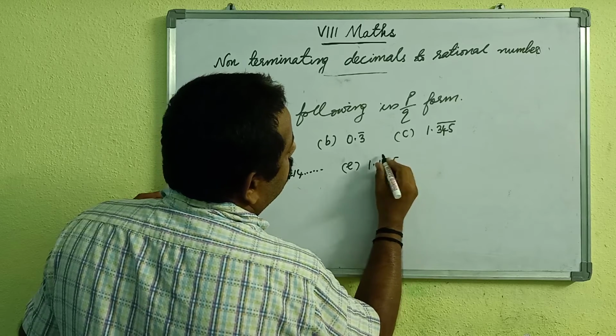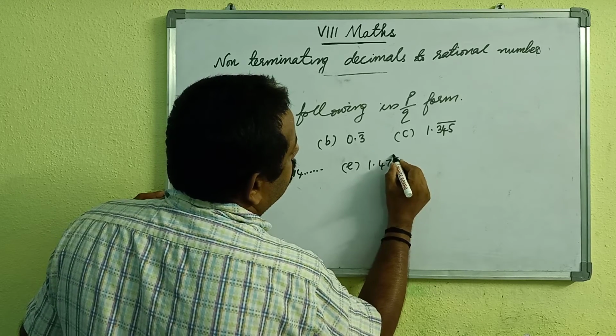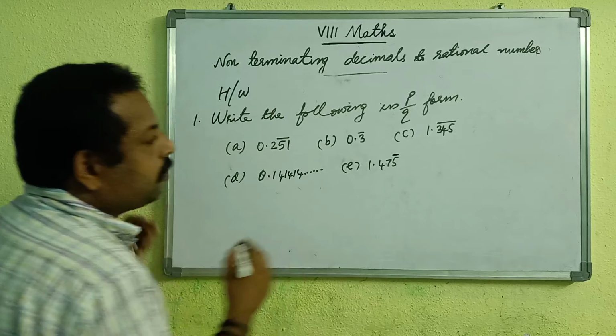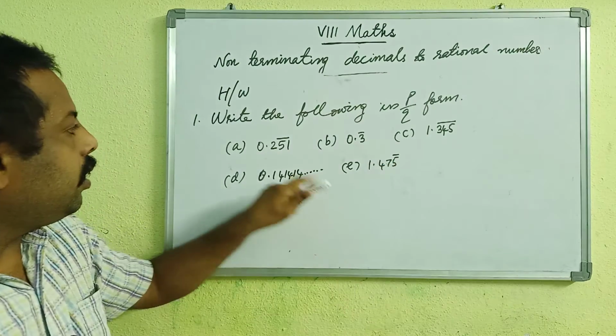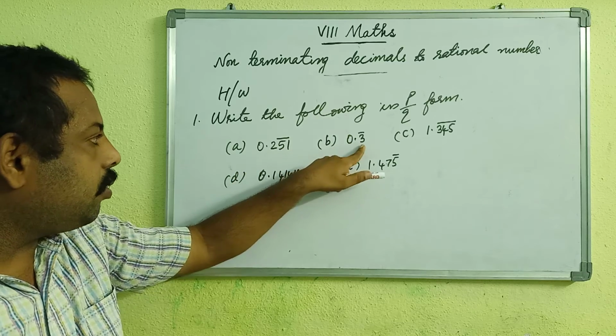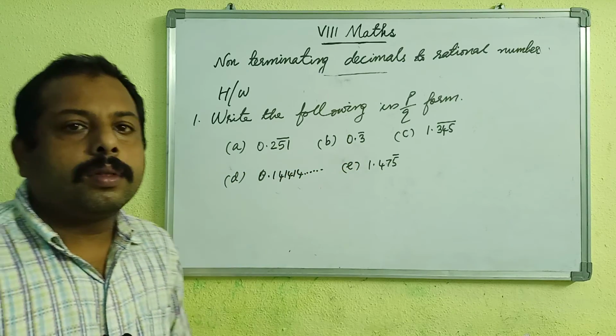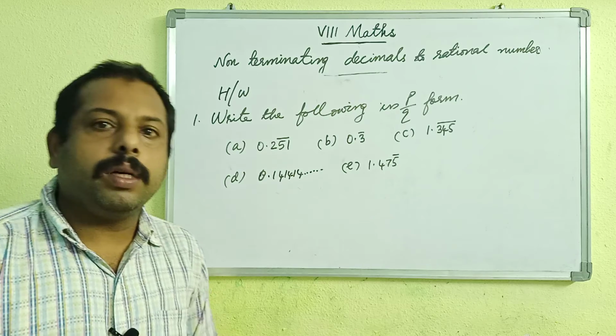Fifth one, 1.475 bar. In the first, the bar is only for 5. Here the bar is for 3, 4 and 5. Here the bar is only for 5 and 1. Here only 3 is repeated. Okay. So do these problems and post them to my WhatsApp number.